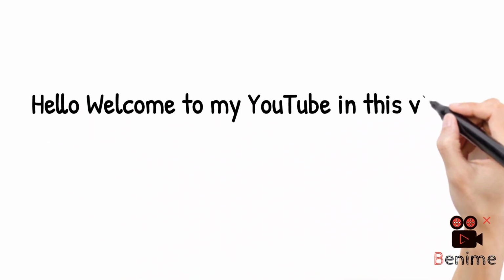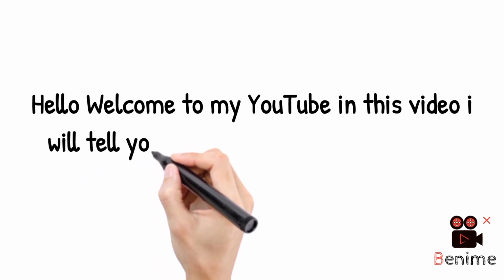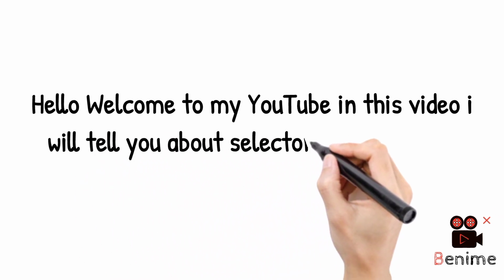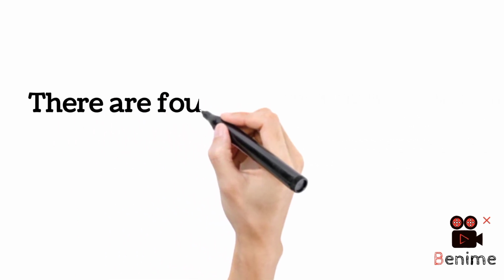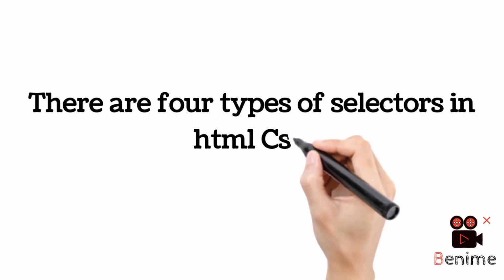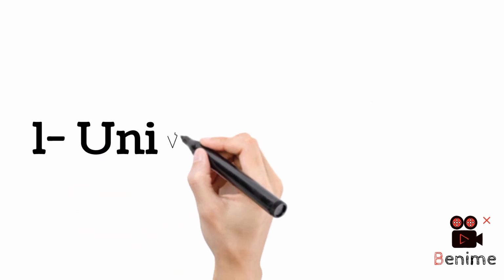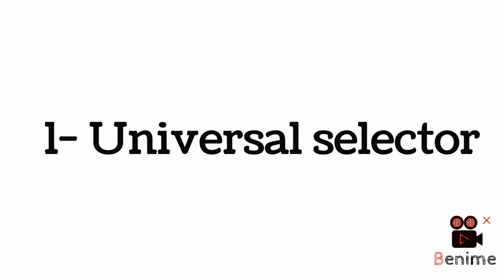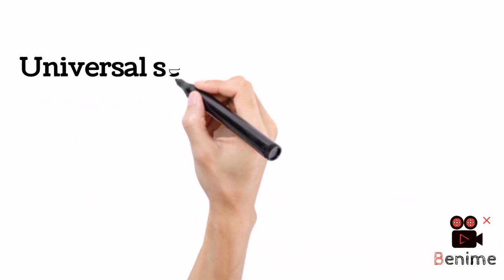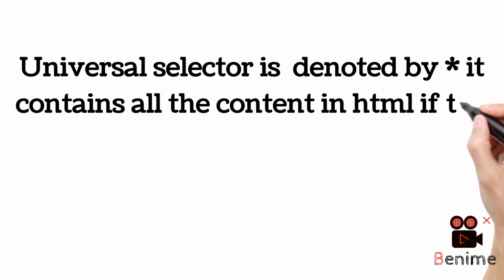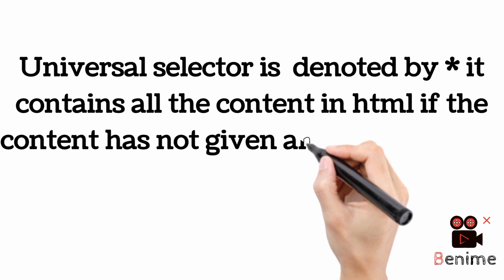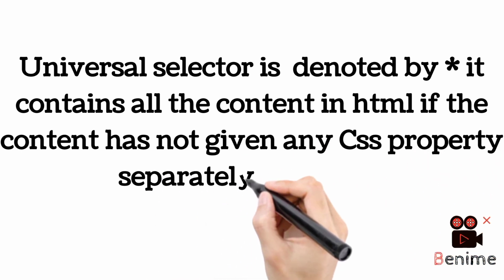In this video, I will tell you about selectors in HTML CSS. There are four types of selectors. First, universal selector. Universal selector is denoted by star. It contains all the content in HTML if the content has not been given any CSS properties separately.